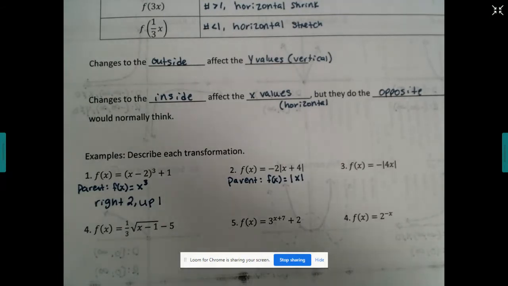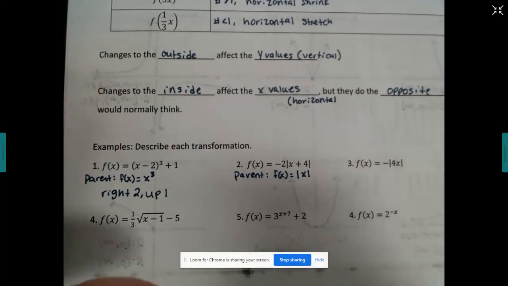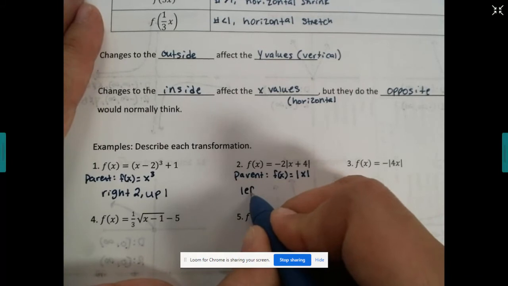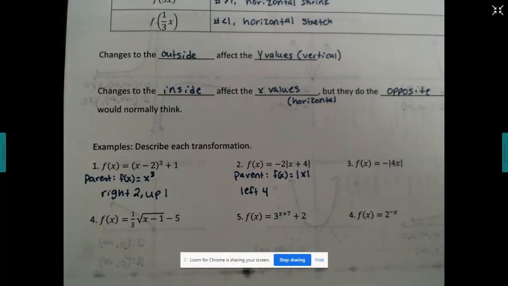And so this one is kind of tricky. We have 3 different transformations going on. Can anybody tell me one of them? Yeah. So we know it's going to go left 4. So that takes care of what's on the inside. So then we're left with the -2. So your first instinct is, oh, -2, that's less than 1.